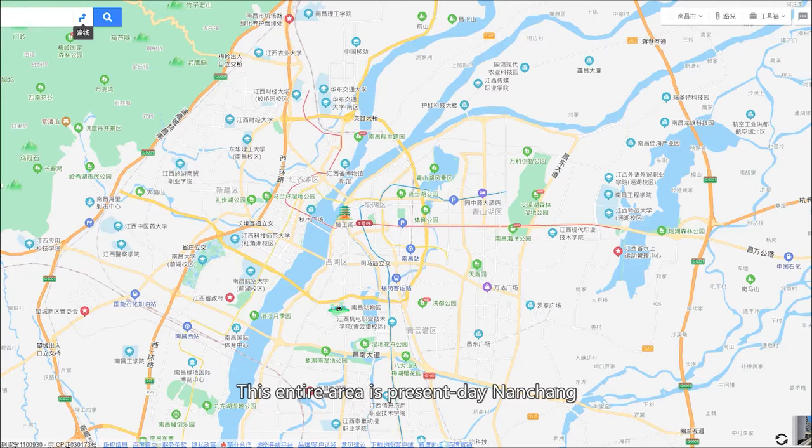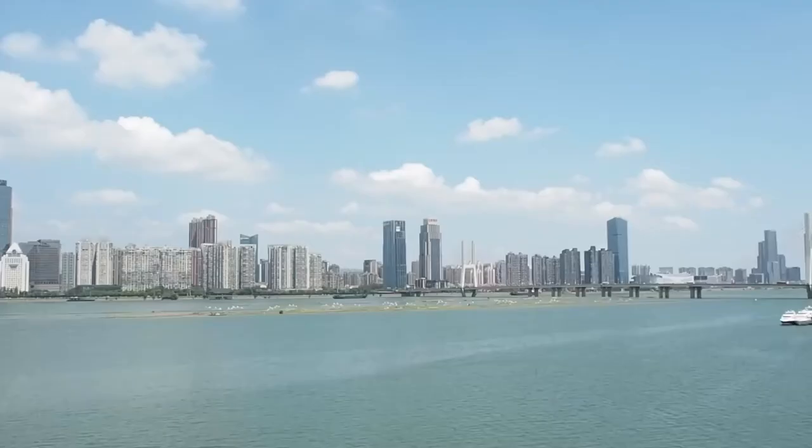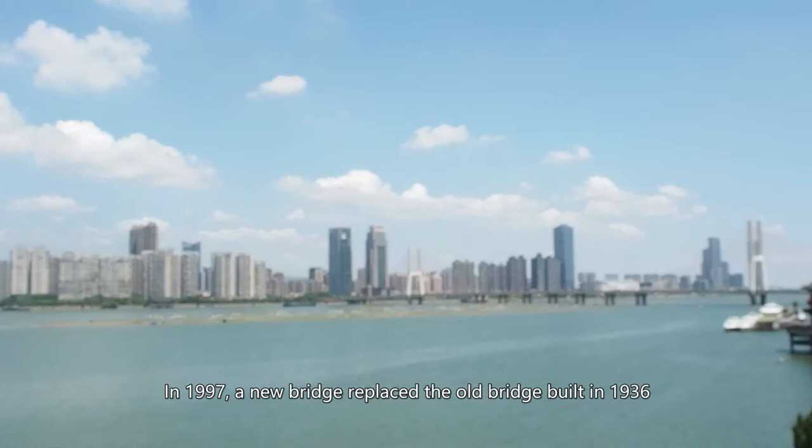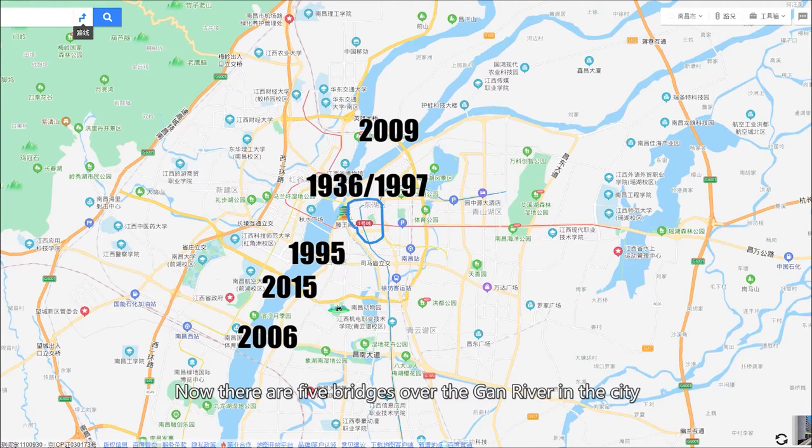And this is where the ancient city is. Do you see how much the city has been expanded? This happened pretty much during the past 40 years. In 1997, a new bridge replaced the old bridge built in 1936. Now there are 5 bridges over the Gan River in the city.